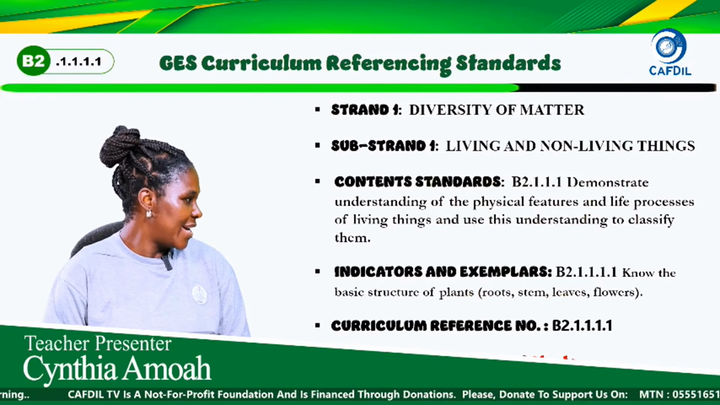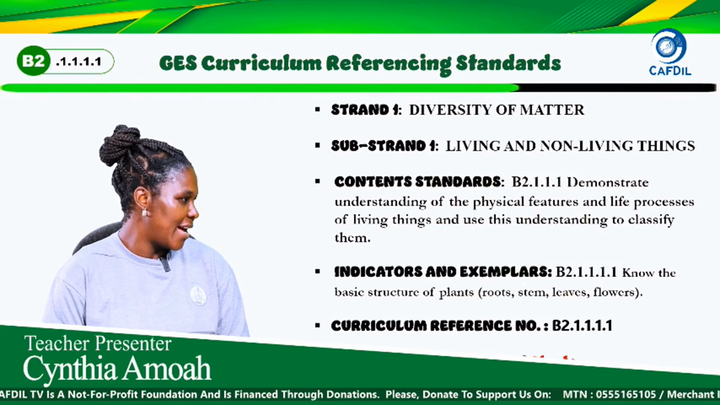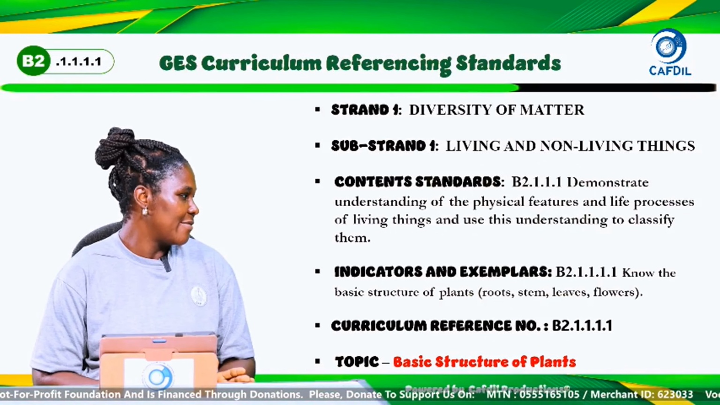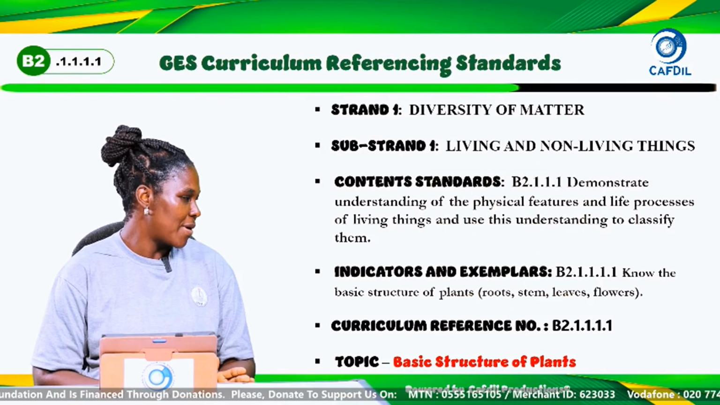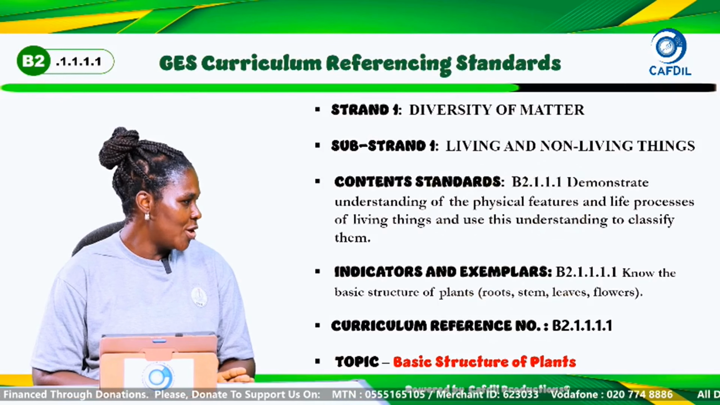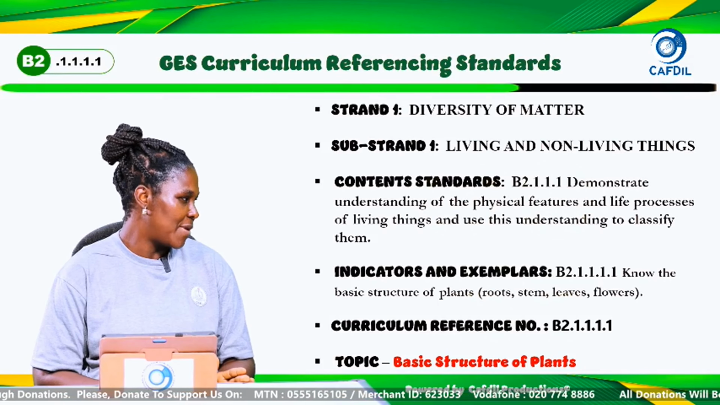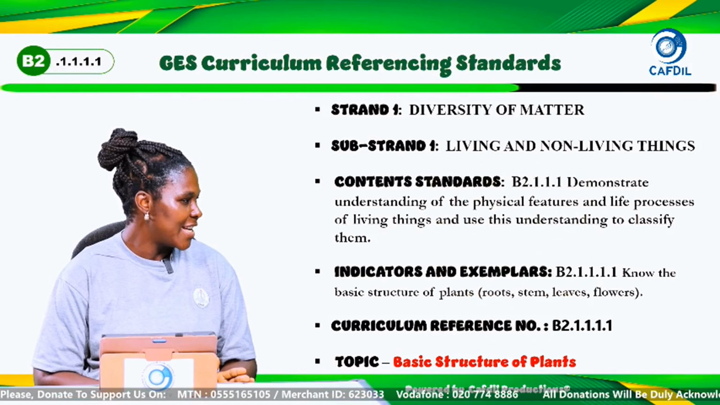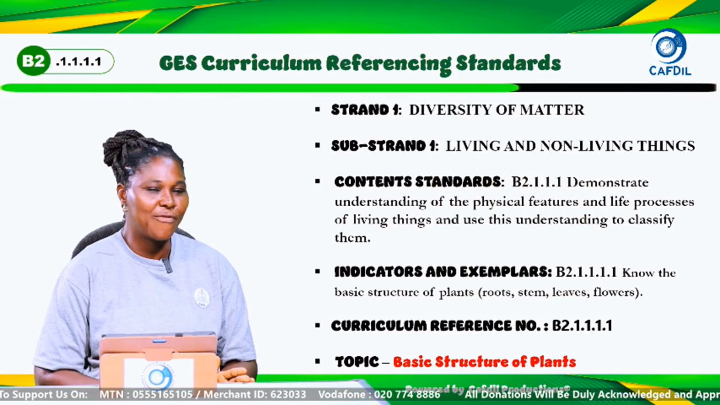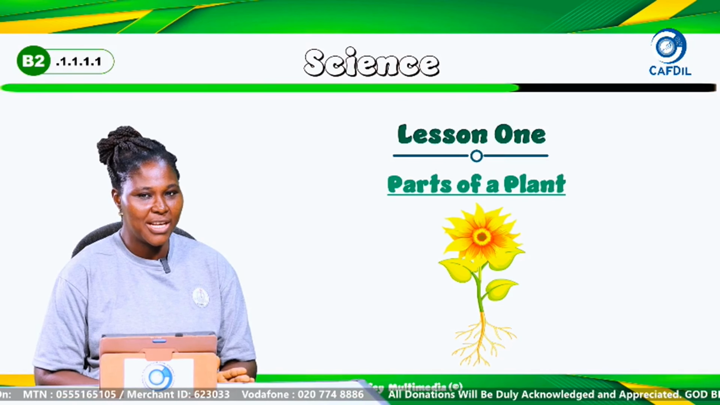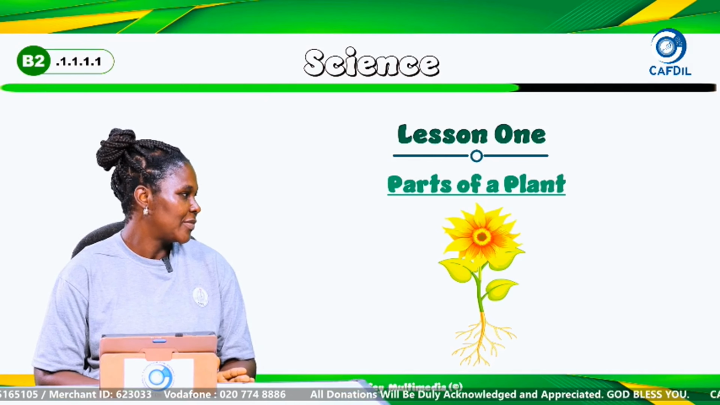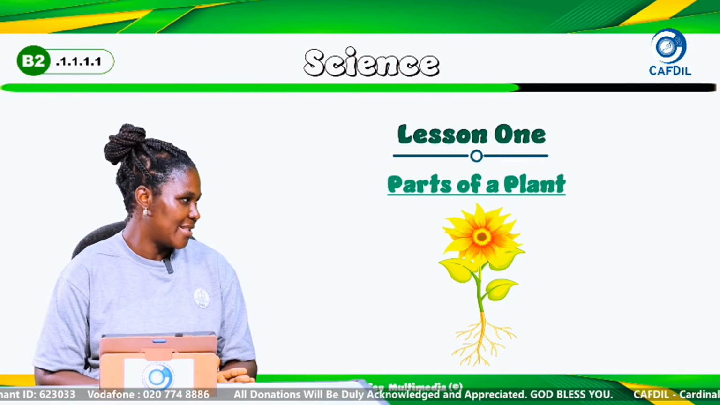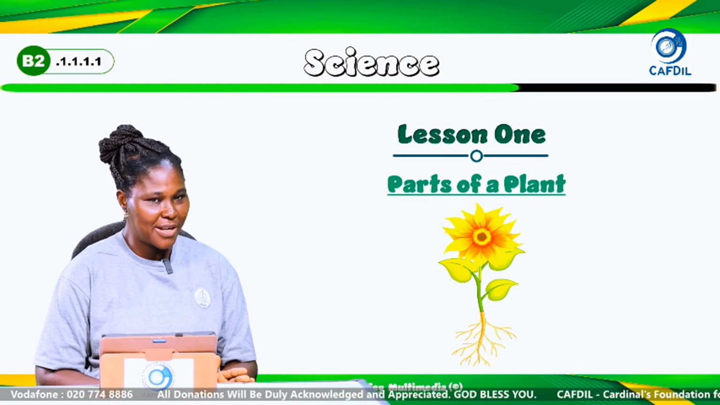Our indicator and exemplars are: know the basic structure of plants, that is roots, stem, leaves, and flowers. So today is lesson 1, parts of a plant. Good.